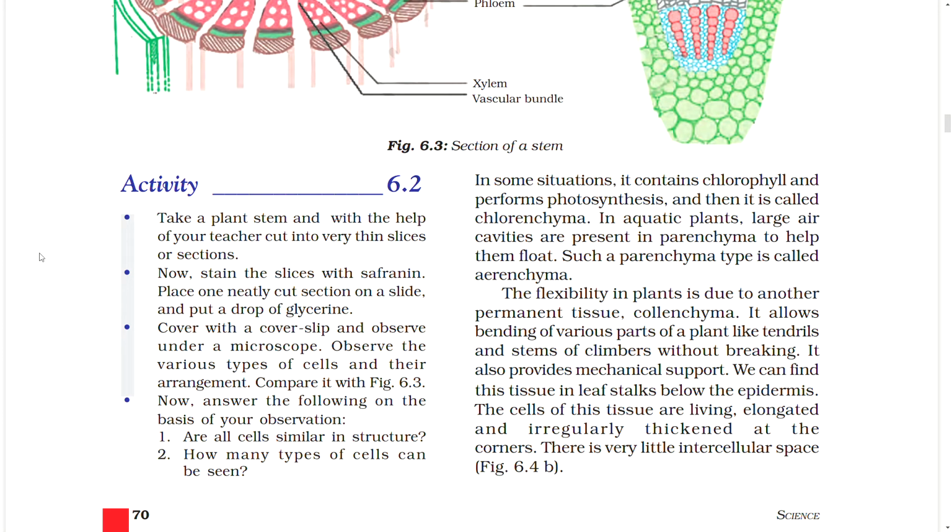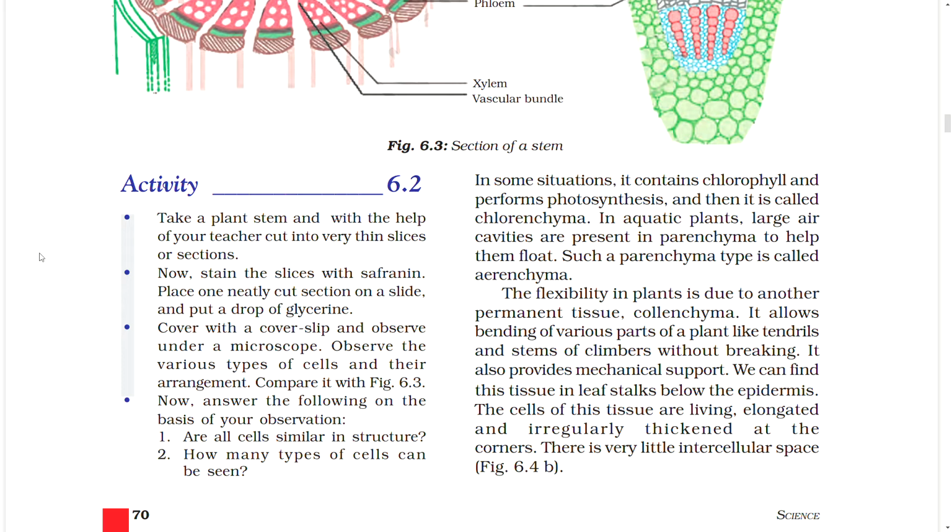Activity 6.2. Take a plant stem and, with the help of your teacher, cut it into very thin slices or sections. Now stain the slices with safranin. Place one neatly cut section on a slide and put a drop of glycerin. Cover with a cover slip and observe under a microscope. Observe the various types of cells and their arrangement. Compare it with the figure.